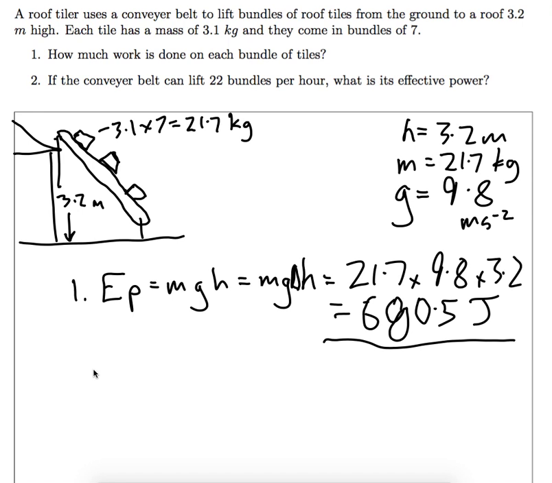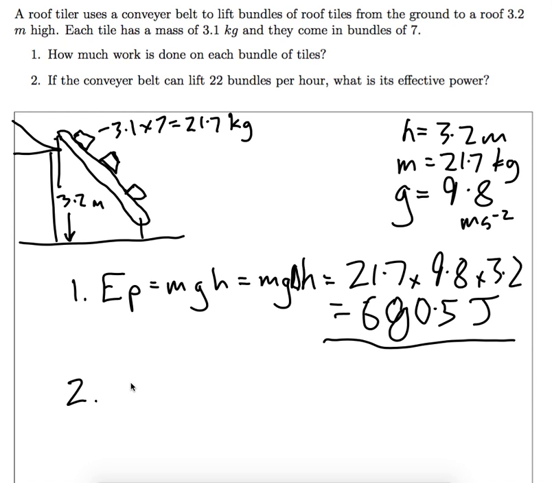Now, the conveyor belt can lift 22 bundles per hour. So what is its effective power? Now, I said effective power there because there's lots of waste energy. It could be heating up the belt or the bearings. It could be doing lots of things. So it might be a 3 horsepower motor that's not putting out anywhere near 3 horsepower in terms of effective energy. So we just are interested in the work we can actually get, not the work theoretically possible.